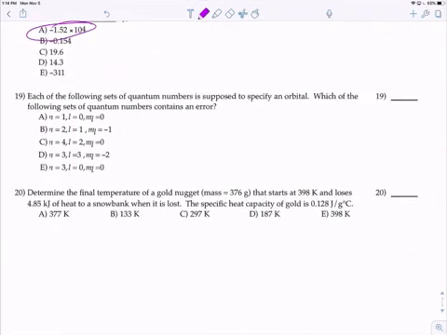Okay. Which of the following sets contain an error? If n is 1, L has to be 0, then M sub L has to be 0. That's good. If n equals 2, L can be 1, M sub L can be minus 1, 0, 1. That's good. N is 4, L has to be 1, 2, or 3. That's fine. If L is 2, M sub L can be minus 2, minus 1, 0, 1, or 2. That's fine. If N is 3, L can be 0, 1, or 2. It cannot be 3. That one's wrong. So it's D that is wrong. N is 3, L can be 0, 1, or 2. If L is 0, M sub L is 0. So this one's good. So D is the one that's wrong.